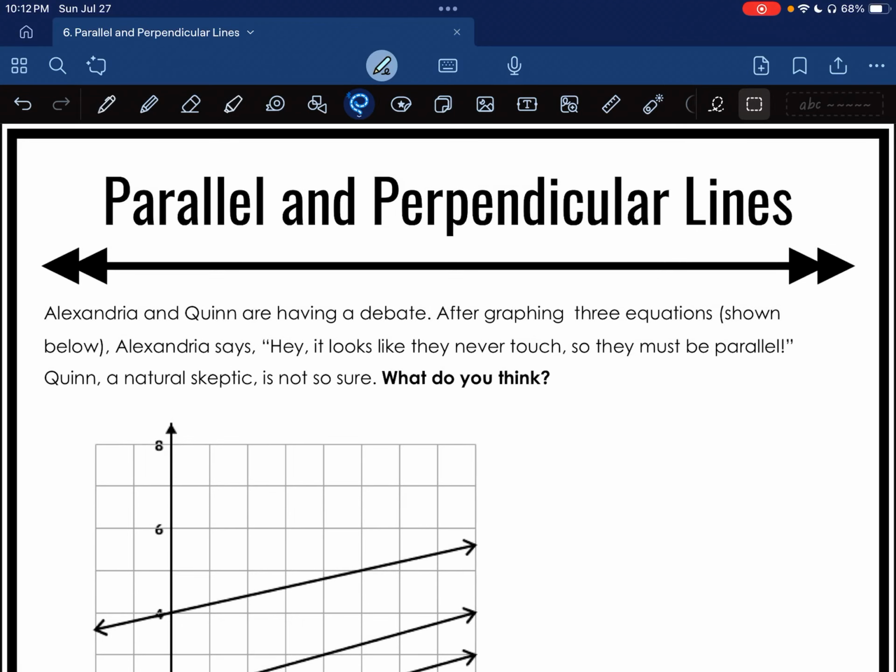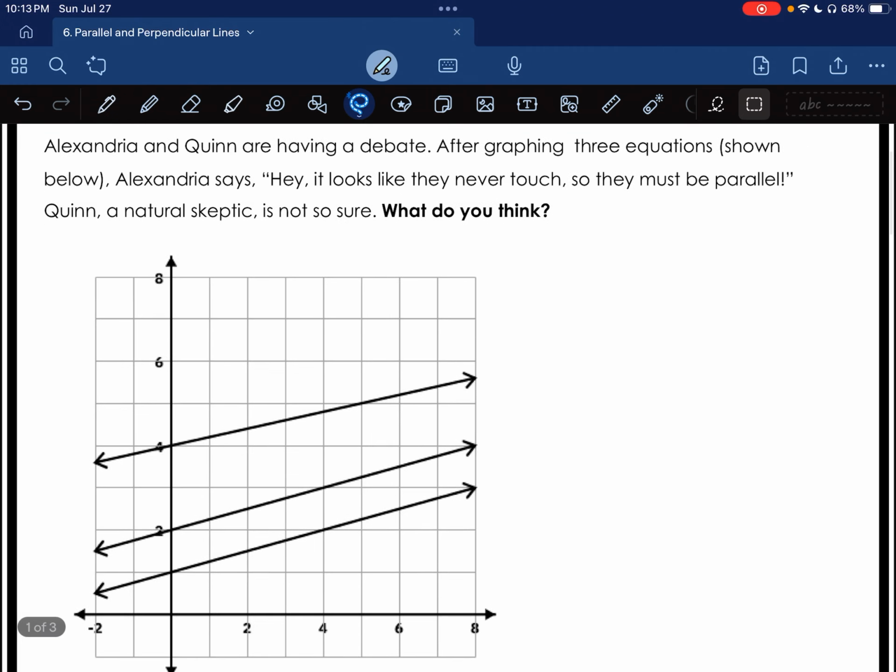All right, so this is one of my favorite activities to do. It's notes, but it's got a lot of thinking on your end, and some corny stories to go along with it. So, Alexandria and Quinn are having a debate. After graphing three equations, these guys right here, Alexandria says, "Hey, it looks like these lines never touch, so they all must be parallel because they don't touch." But Quinn, a natural skeptic, is not so sure.